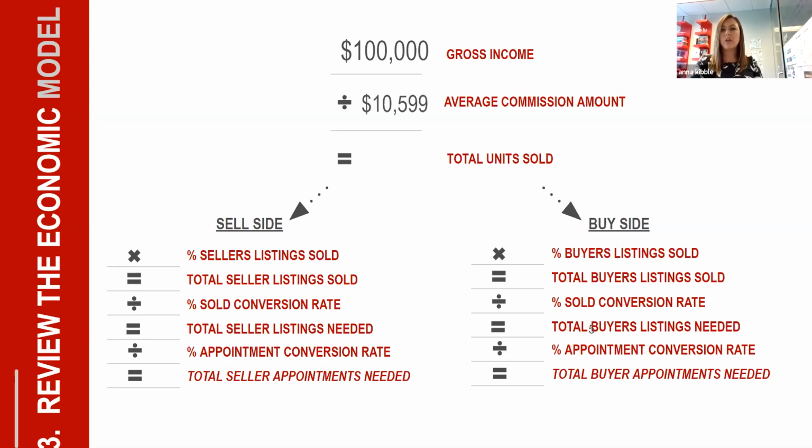But in our situation, to gross $100,000 in GCI this year with an average sales commission of $10,599, we'll need to, and this is pretty easy math, right? We're going to need to sell 10 units this year. Okay, so that's going to gross us just a little more than that, so then we have a little bit of a buffer.